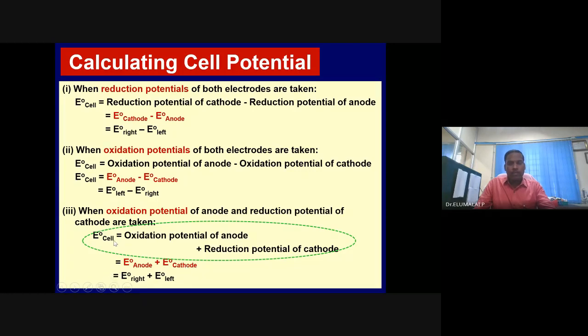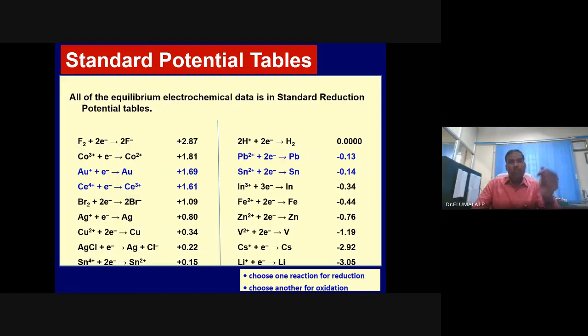I suggest this mode is easy, and I follow this mode, but it is up to you to follow any one of these three. In all three cases, the cell voltage of any particular cell will be identical. Whether you consider the reduction potentials of both electrodes, the oxidation potentials of both electrodes, or the oxidation potential of the anode with the reduction potential of the cathode, you get the same cell voltage. Electrode potential is different from cell voltage.